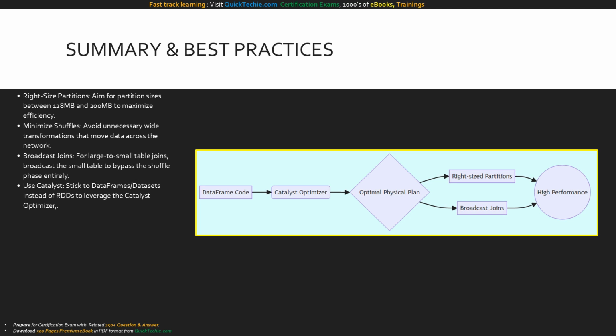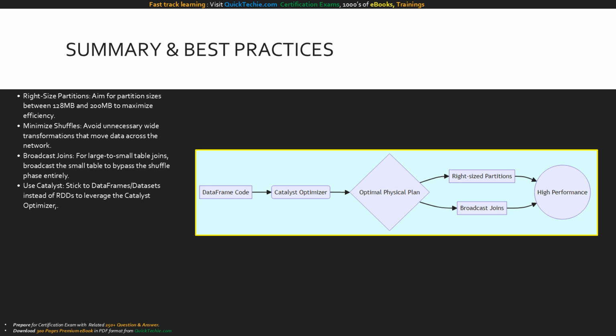To wrap up, optimizing distributed processing in Spark comes down to a few golden rules. First, size your partitions correctly. Aiming for 128 to 200 megabytes per task is generally optimal. Second, whenever you are joining a very large table with a small one, use a broadcast hash join to completely bypass the expensive network shuffle.